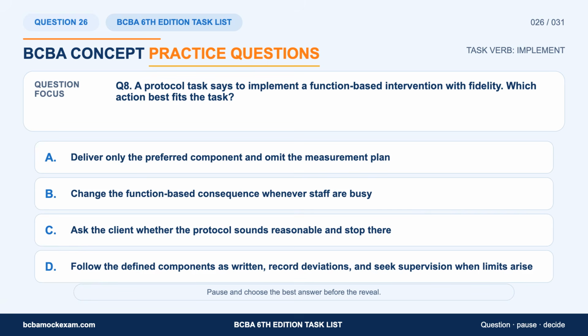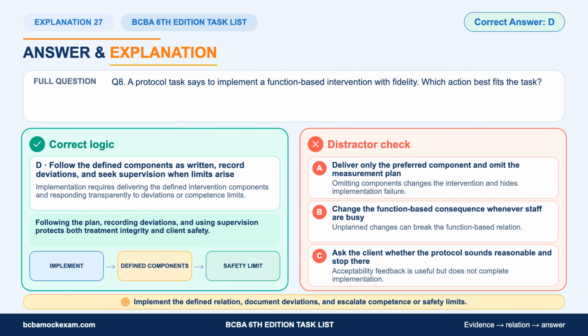Choose the answer that the exact stem supports, not the one that sounds most familiar. On this stem, select D. Follow the defined components as written, record deviations, and seek supervision when limits arise. Implementation requires delivering the defined intervention components and responding transparently to deviations or competence limits. Following the plan, recording deviations, and using supervision protects both treatment integrity and client safety.